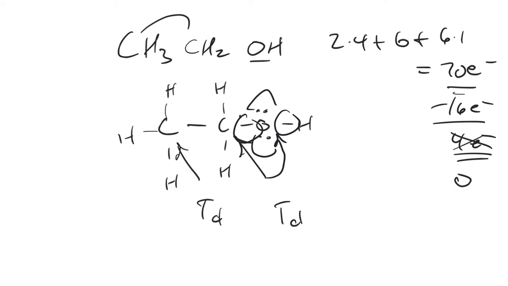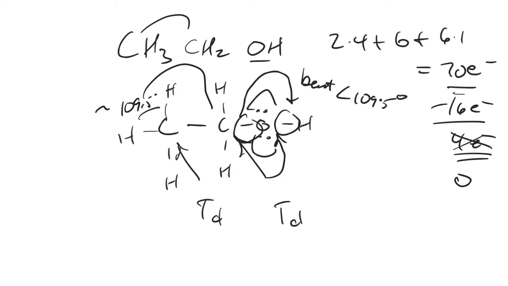Okay, and so then the bond angle here will be bent if we think about the actual geometry name, because 2 lone pairs and 2 bond pairs like water is going to be a bent bond angle. So it'll be less than 109.5 degrees. And then the other bond angles across the molecule are about 109.5 degrees.